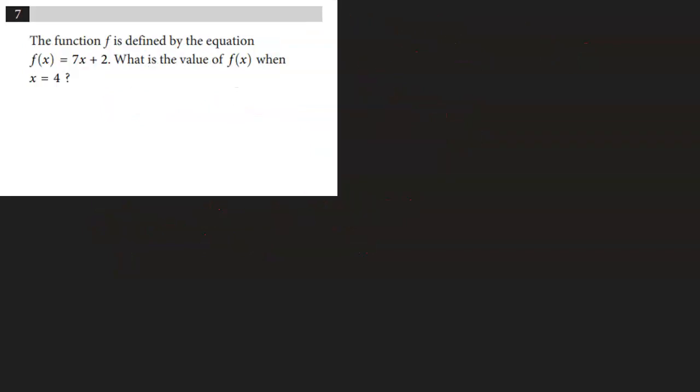So we know f(x) equals 7x plus 2, and they're just trying to find what it equals when x equals 4. So 7x plus 2 equals what? Well, we know it would be 7 times 4 plus 2 equals what? It would be 28 plus 2 equals what? We know it would be 30. And that is the answer.